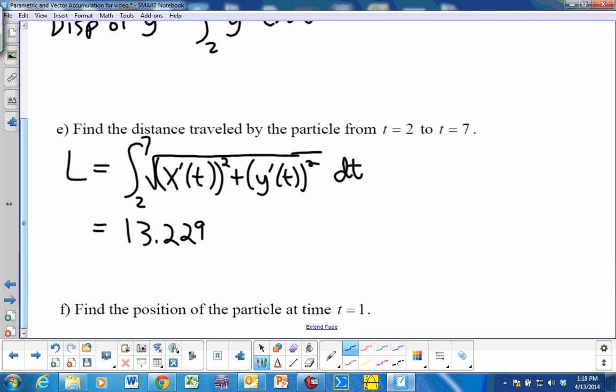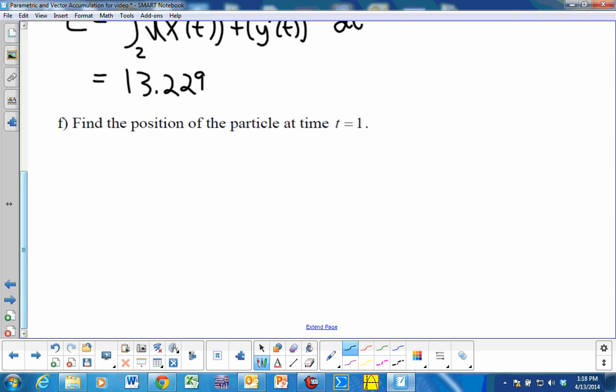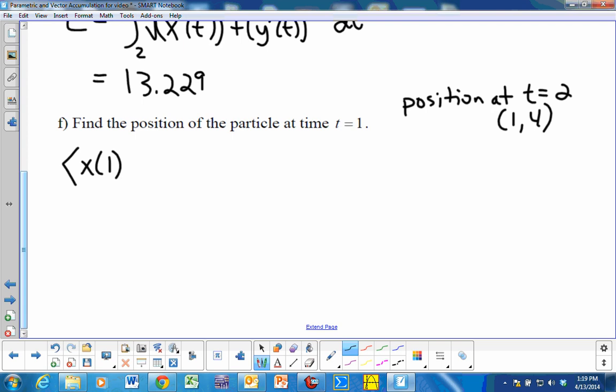All right, then the last part of this question says, find the position of the particle at time t equals 1. Now remember, they gave us the position at time t equals 2, and they told us it was at 1, 4. So we're kind of going back in time here. We want to know, where was it when the time was 1? So that means we want to find, and you can write it with chevrons or not, the position x1, y1, because I want to find the x and y coordinates at time 1.